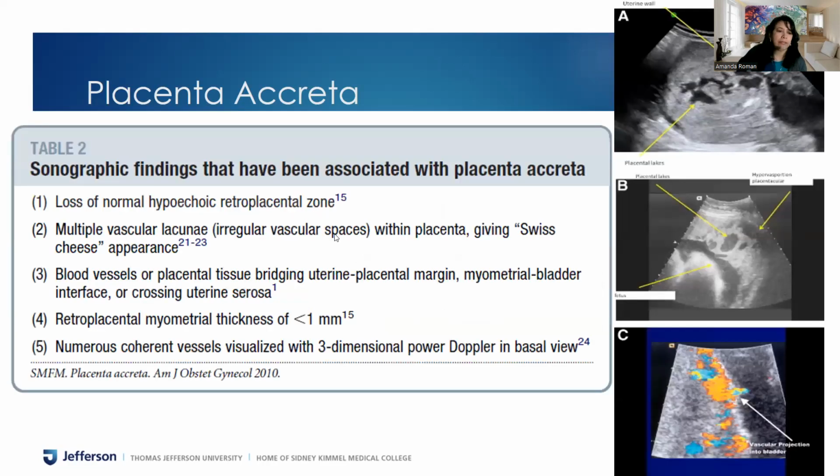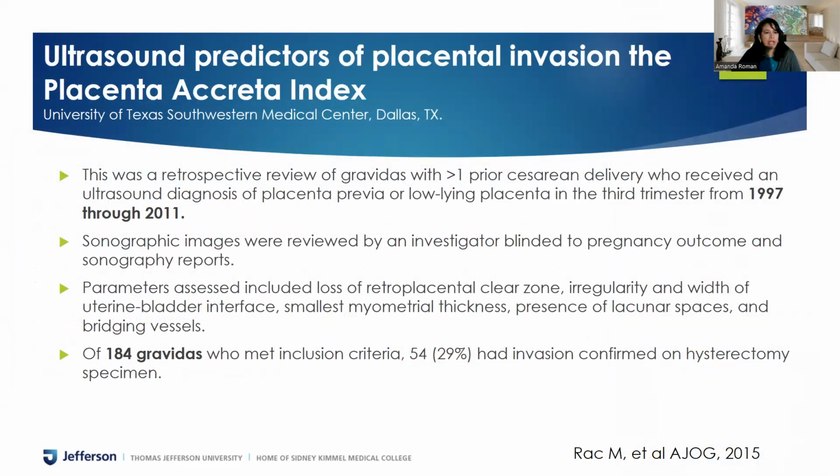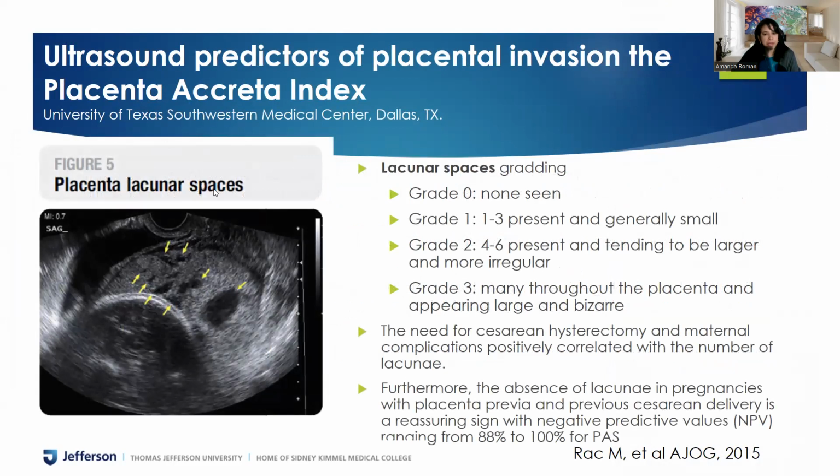So, looking at ultrasound, there have been multiple markers identified as suspected placenta accreta. So just to evaluate which markers are best, we're going to review. The lacunar spaces are one of the most telling signs, and they try to grade them into different categories. Grade 0 has no lacunar spaces. Grade 1 has 1 or 2, 1 or 3, scattered and small. Grade 2 has more lacunae. They tend to be larger and irregular.